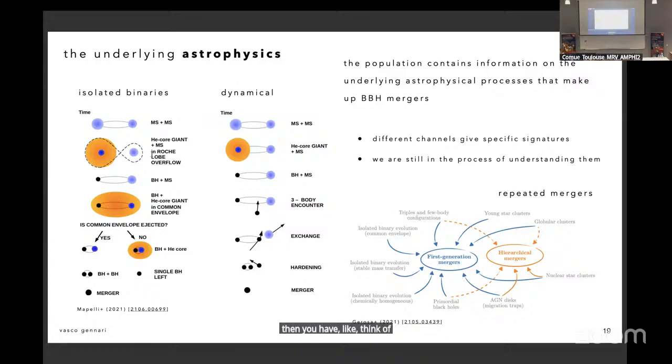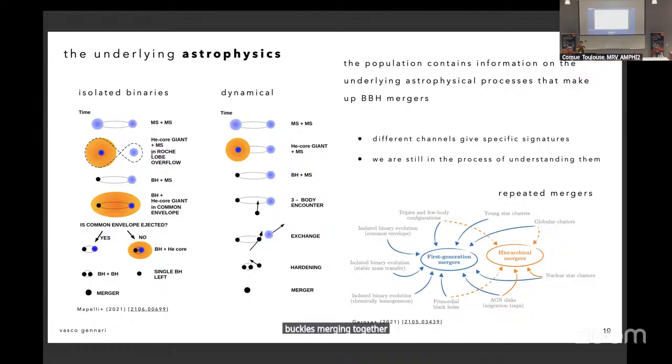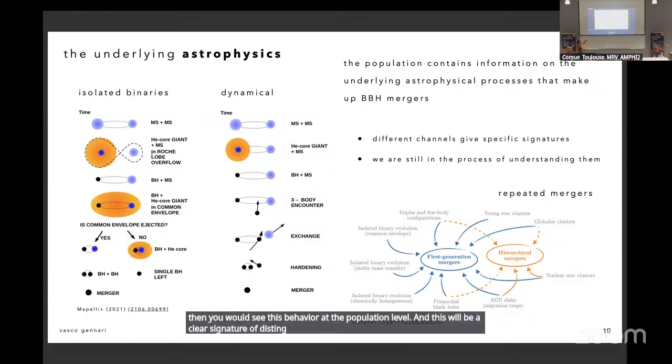Instead, if the binaries have formed in a dynamical environment, think of the center of a globular cluster or a stellar cluster, you have a lot of compact bodies interacting. Therefore, when you get a pair of black holes merging together, you would expect the spins to be randomized. This may not be trivial to observe from a single binary, but if it is true, you would see this behavior at the population level. And this would be a clear signature distinguishing one of the two channels.